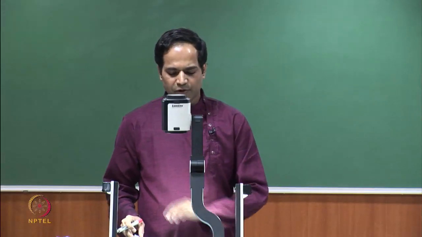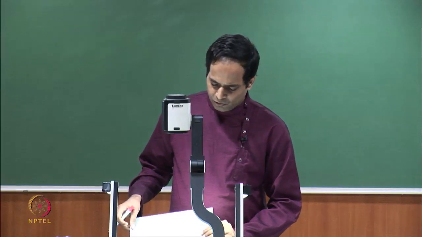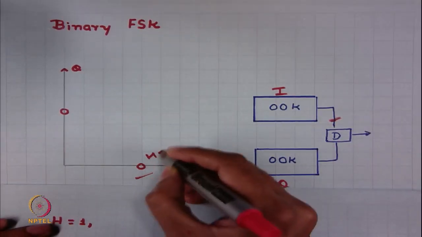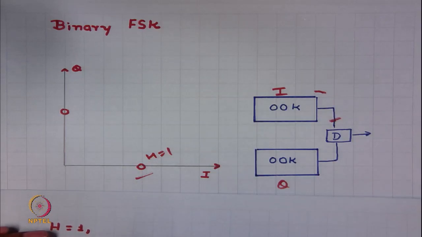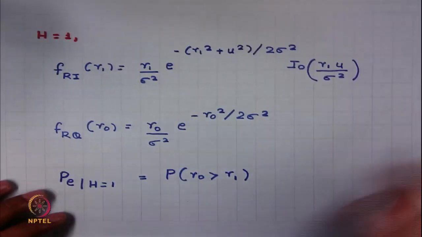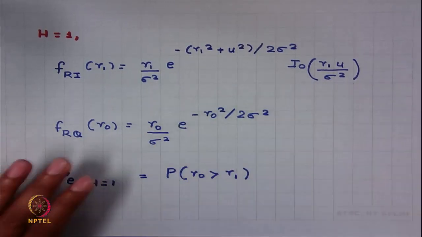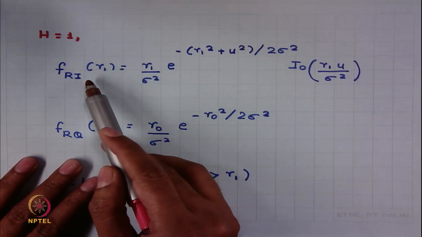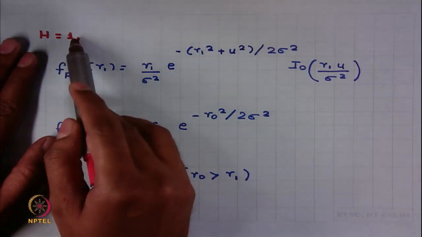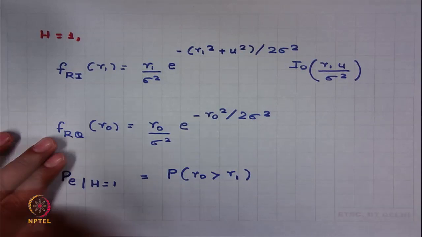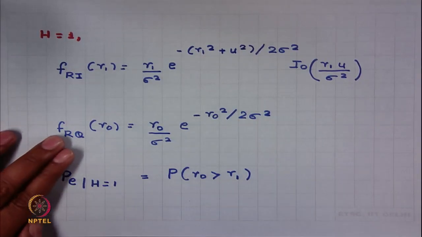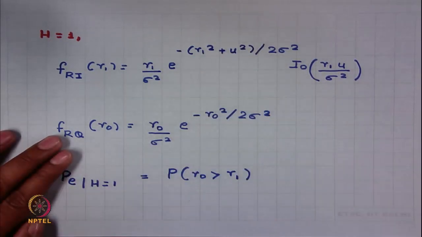So, now let us assume that hypothesis 1 is transmitted, and let us assume that this is the signal corresponding to hypothesis 1. That means, we are assuming that we have a higher output in the I channel. This is the likelihood of the random variable available at the output of the I channel if hypothesis 1 is transmitted. This is the probability density function of the random variable at the output of the Q channel if hypothesis 1 is transmitted. Namely, here we will have a Rayleigh PDF because the signal rides on noise, and here we simply have Rayleigh PDF because there is no signal in the Q channel.